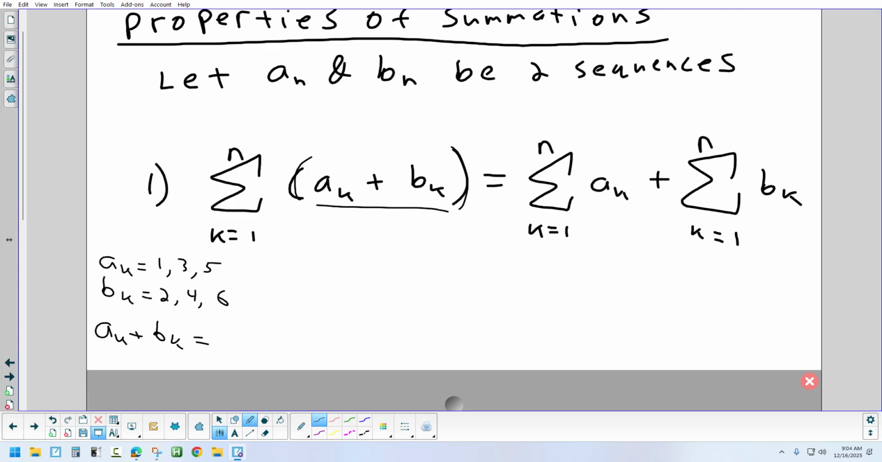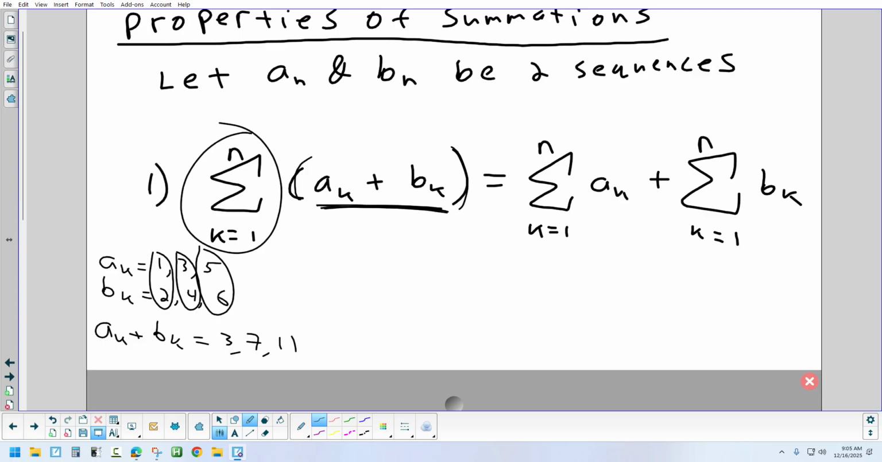What do you think the first term would be if I add these two sequences together? 3. Yep, you just add them like this. 1 plus 2, 3. And then the next number would be 7. And then the last number, 11. That's the sequence a sub k plus b sub k. It's 3, 7, 11. That's this part. Now, this sigma means to add up everything that you just created. So we're going to add up 3, 7, and 11.